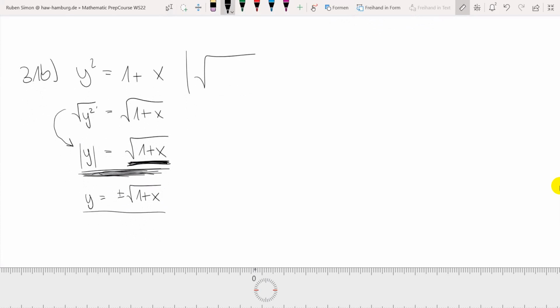All right, so what about this plus minus? If you would insert this into any graphic calculator, I think it would not give you any function graph. But how would you have to insert this into a graphic calculator?